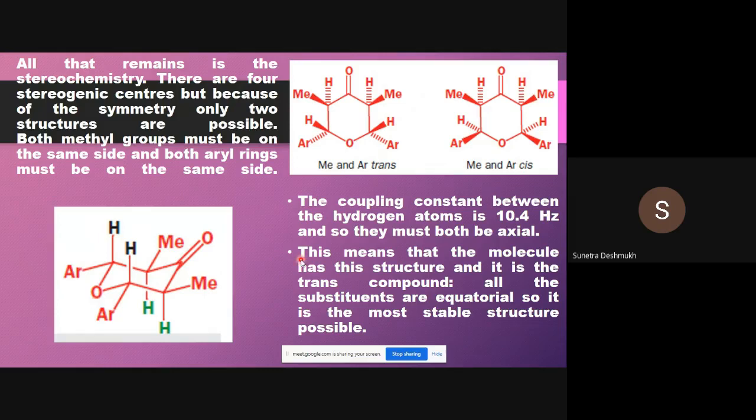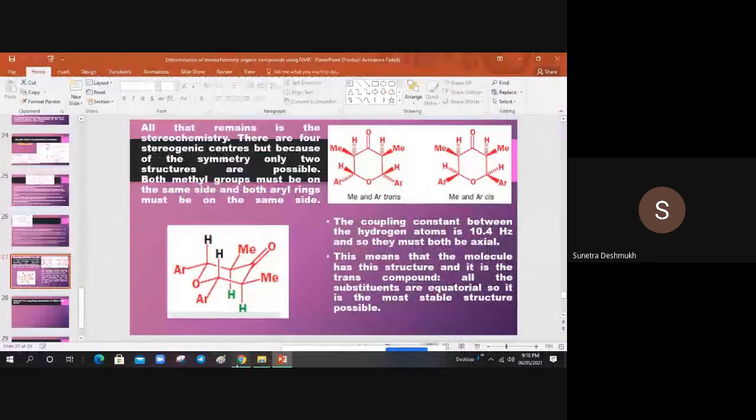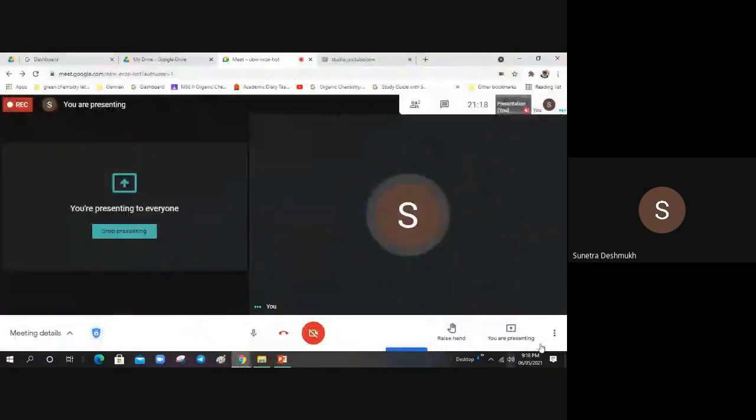So if we write the structure in this way, we get methyl and aromatic rings trans to each other. This is the beauty of this technique: to identify the different structures after different reactions.